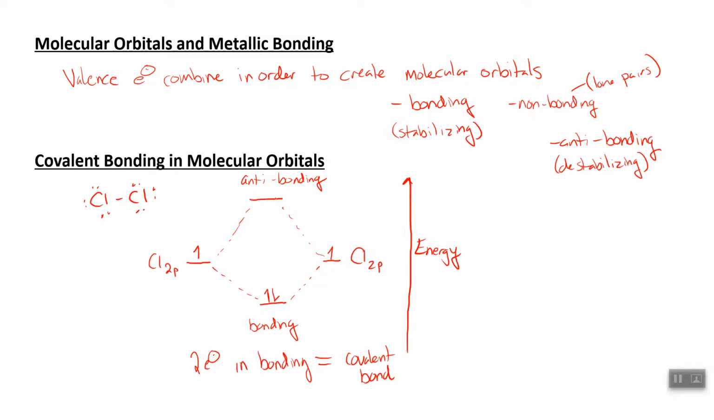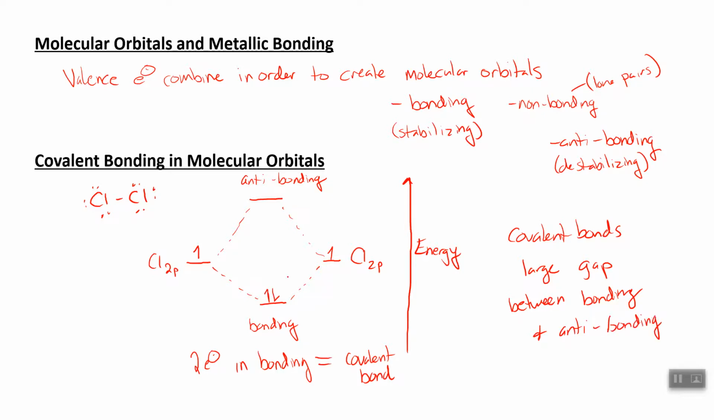Now, notice that there's a pretty large gap. So in covalent bonds, there's a large gap between bonding and antibonding. And so it's not easy for the electrons to jump from bonding to antibonding. In order to do that, we would no longer have 2 electrons in our bonding orbital, and our covalent bond would be broken. So that doesn't happen very often in covalent bonds. We don't usually break covalent bonds spontaneously.